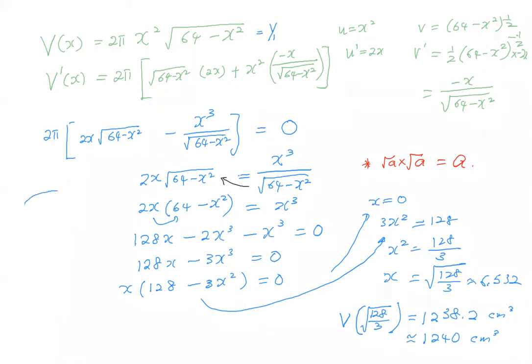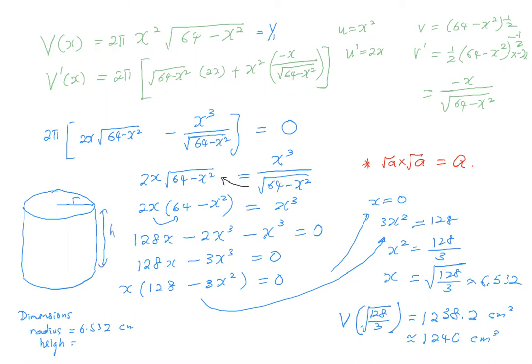Okay, now, if I talk about cylinder, if we ask for dimension, you have to say the radius, that is 6.532 cm. Then you tell me the height. That is called dimension for cylinder, radius and height. Okay, so what is the height then? What is the height?